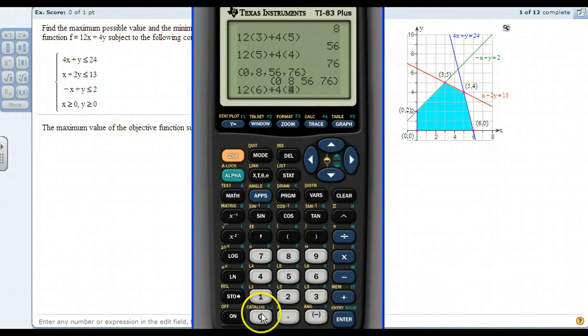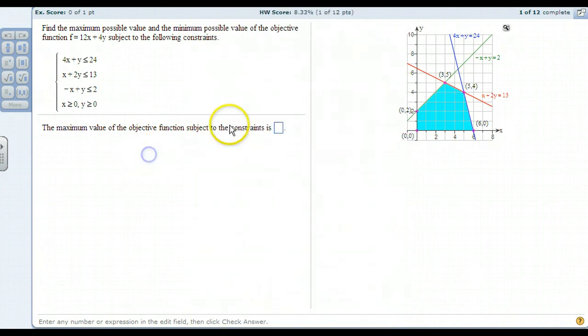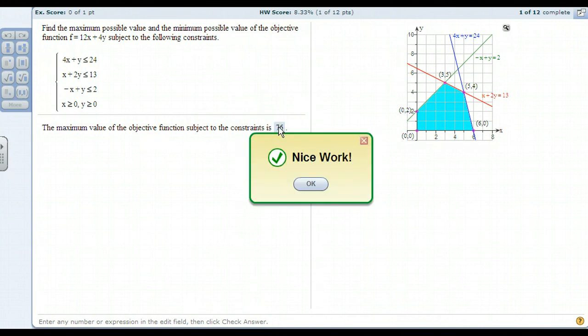0. Alright, it's 72, and then we made our way around. Alright, so there's our numbers: 0, 8, 56, 76, and 72. So what maximized it? 76. That's the highest that we can get.